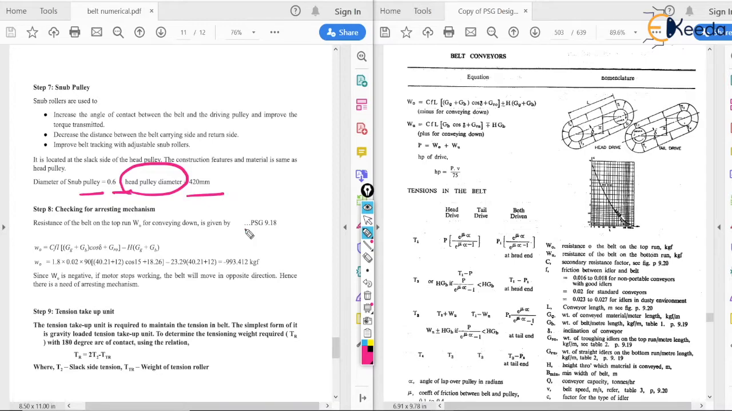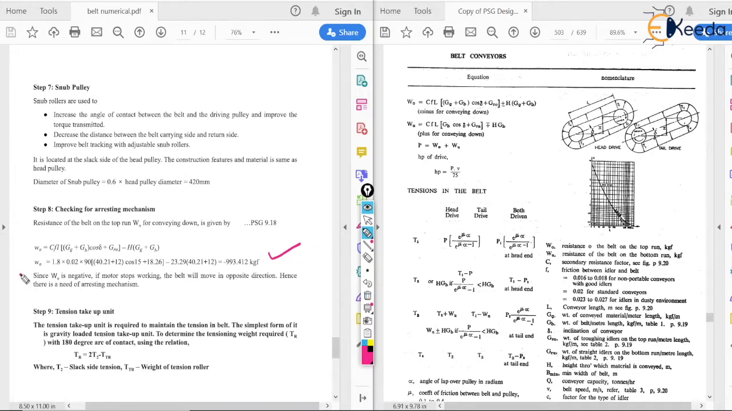Next we are going to move to PSG 9.18, and here we have W0 value. Now you can check the W0 value over here, but as we are going to use it for conveying down, initially we have used the plus sign. Now here we are going to use negative sign. So this is W0, that is why it came negative. Initially we calculated the same formula but it was a positive value, but now we are using negative sign as it is conveying down, it is clearly mentioned here. After that we will get a negative value.